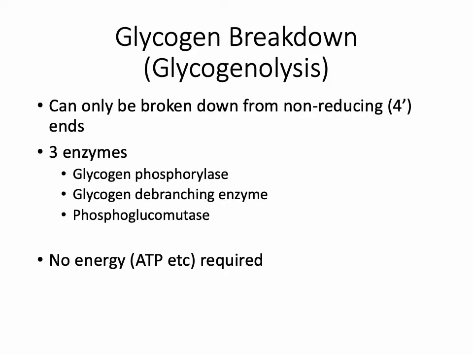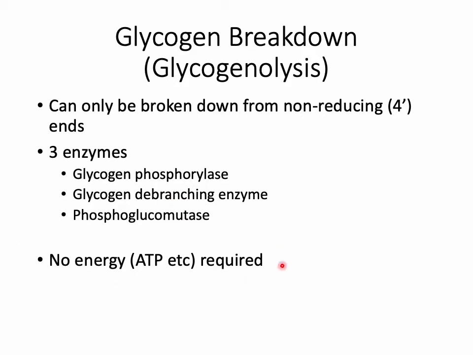So now in this class, we're going to talk about the breakdown and the synthesis of glycogen. First, we're going to start off with glycogen breakdown, or glycogenolysis. As we mentioned earlier, glycogen can only be broken down from the non-reducing or 4' ends. This process is catalyzed by 3 enzymes, which, as you can guess, correspond to 3 different steps or processes. First, we have glycogen phosphorylase. We then have glycogen debranching enzyme, and finally phosphoglucomutase.